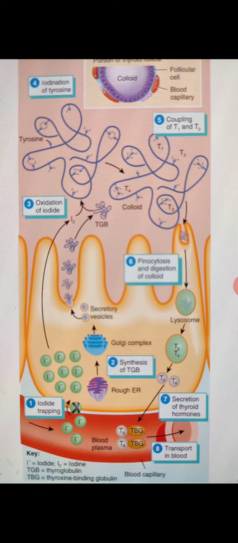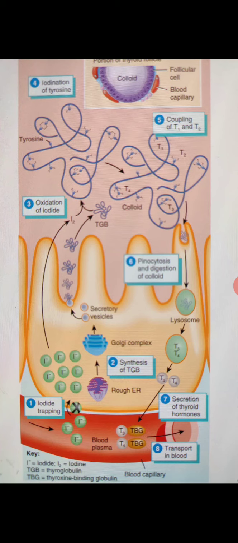Now come to the third point, oxidation of iodide. Some of the amino acids in TGB are tyrosine that will become iodinated. However, negatively charged iodide ions cannot bind to tyrosine until they undergo oxidation. Oxidation यानी कि removal of electron. Oxidation to iodine. Iodide का oxidation होकर के convert into the iodine. As the iodide ions are being oxidized, they pass through the membrane into the lumen of the follicle.